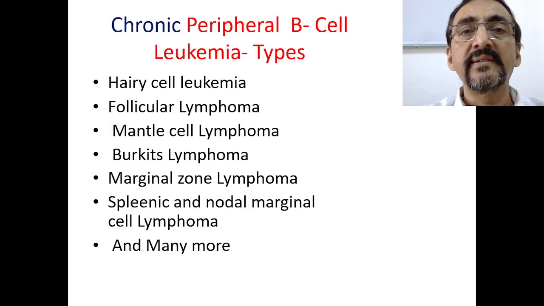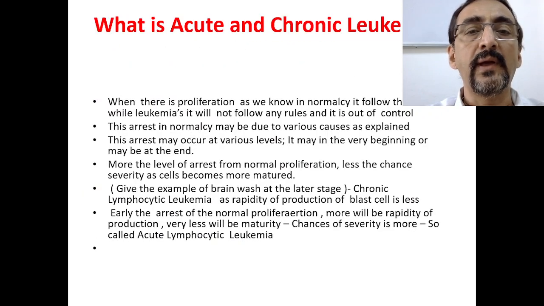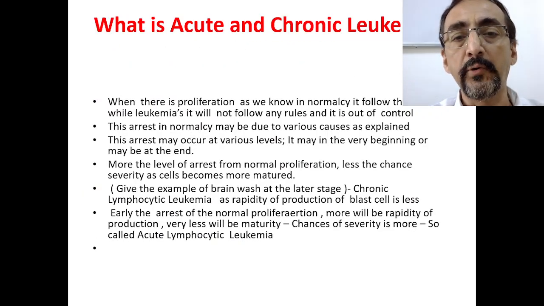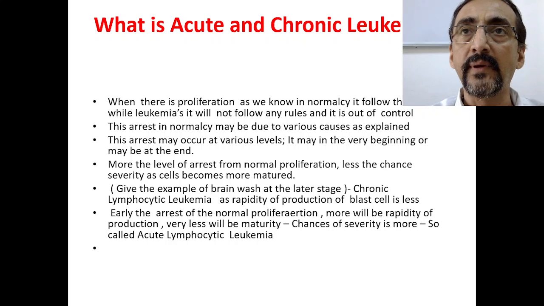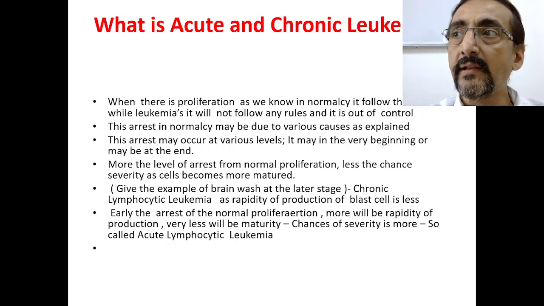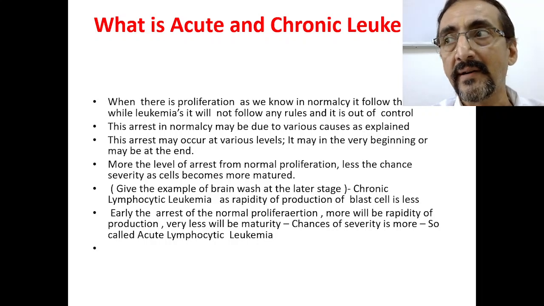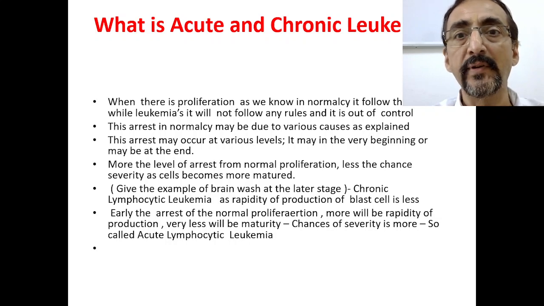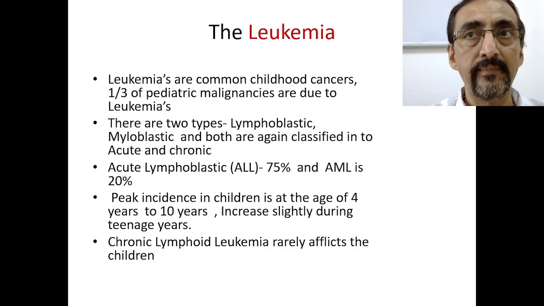My dear friends, we have been discussing leukemia. In the last class we saw what we mean by acute and chronic leukemias. It all depends upon the level of maturity. Proliferation is more and maturity is less, which leads to an acute condition. And if the proliferation has been arrested in the earlier stage itself and the cells are comparatively more mature, then it leads to a chronic presentation. So today we will discuss leukemia in detail.